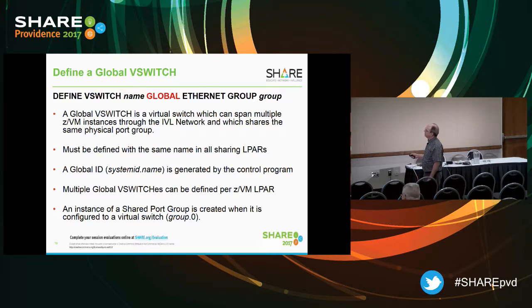When I put that keyword on there, it says that this group needs to be a shared group. It will get upset if it isn't. If it's not shared, it's called an exclusive port group. If you try to put an exclusive port group there, you're going to get an error, because you can't have a global vSwitch unless the port group is shared around all the LPARs. All right, now this vSwitch name will be the same because it's a global vSwitch, so I'm going to define it with the same name everywhere.